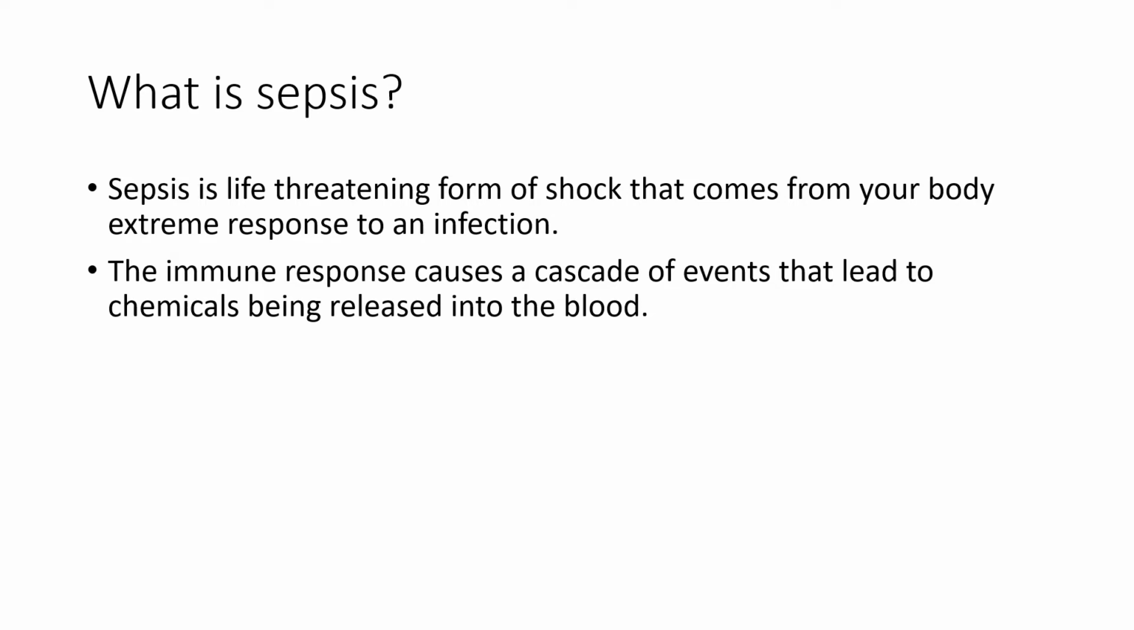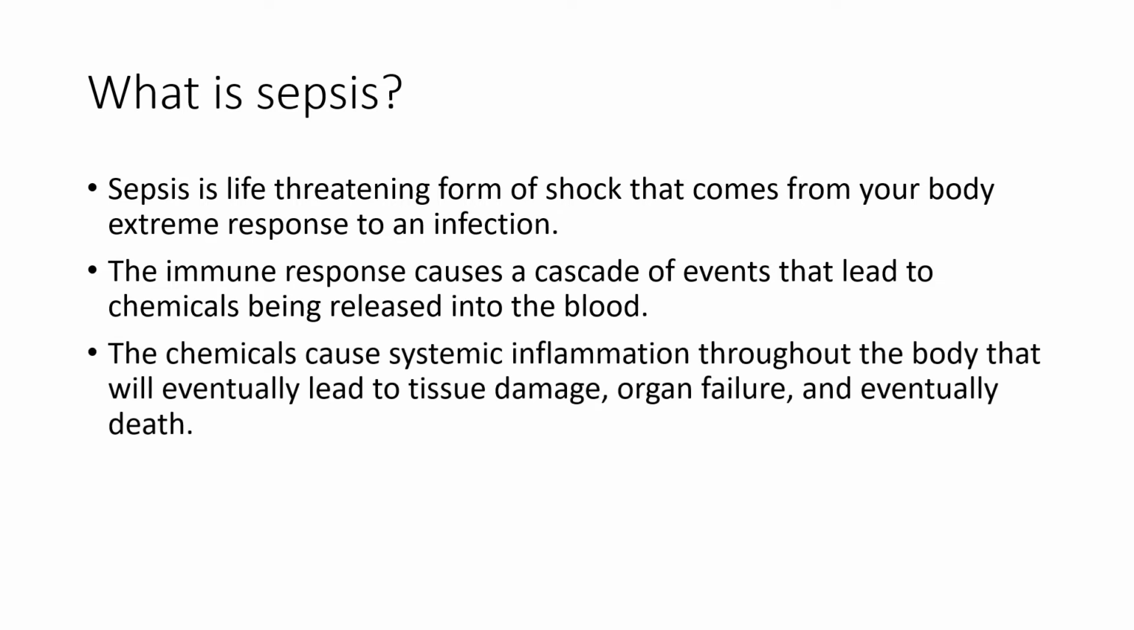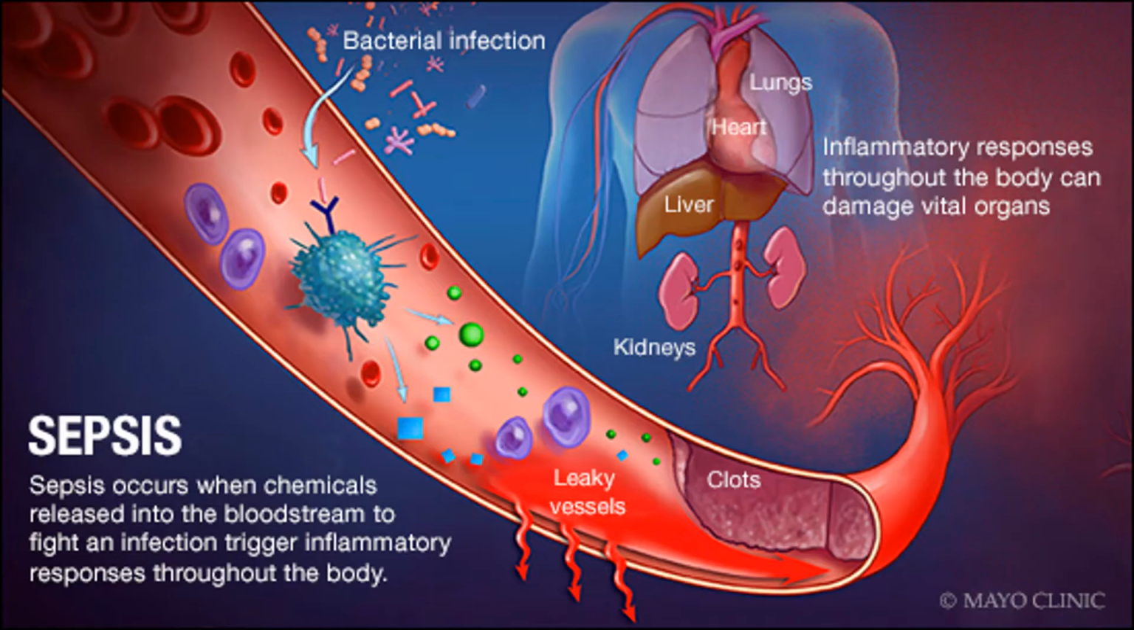The problem is that when too much of these chemicals are being released and the infection gets out of control, these chemicals will actually work against you and cause systemic inflammation, which will eventually lead to tissue damage, organ failure, and eventually death. So when your body is initially encountering an infection, say a bacteria, it creates an inflammatory response. The inflammatory response is designed to bring as much blood to that area with white blood cells to try to help control that infection and prevent it from spreading.